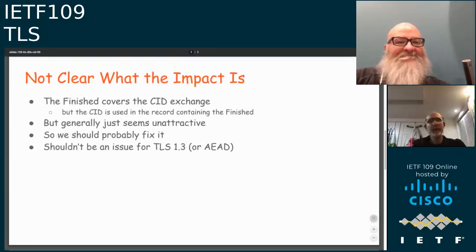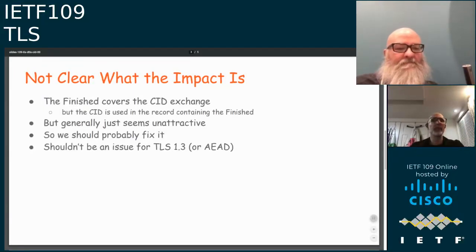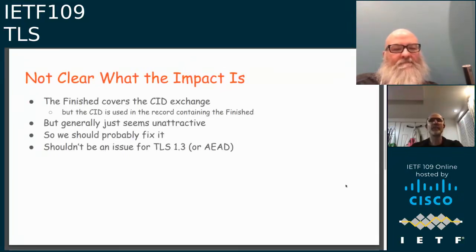It's not really clear what the impact of this is. No one can figure out anything particularly great with it. The Finished messages do cover the CID exchange, so an on-path attacker can't just mess with the CIDs and cause this to affect the application data, but you can affect the CID used for the record containing the Finished, which again is not clear what you can do with, but it doesn't seem awesome. This whole thing just seems kind of gross and makes the protocol hard to reason about, so we should probably fix it. And it doesn't really cost us anything to fix it.